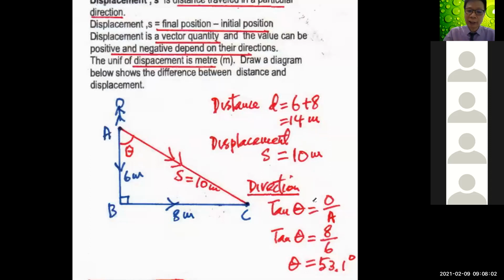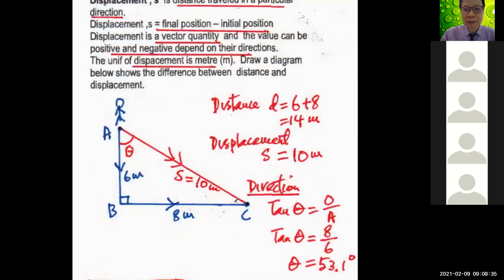You can do everything offline. Copy and finish your work on the paper. Student: Teacher, I thought distance needed Pythagoras theorem. Teacher: No. For distance you take 6 plus 8 only. Direction is not important. You just add up the total distance traveled by the boy. Just add up, don't need to think too much.